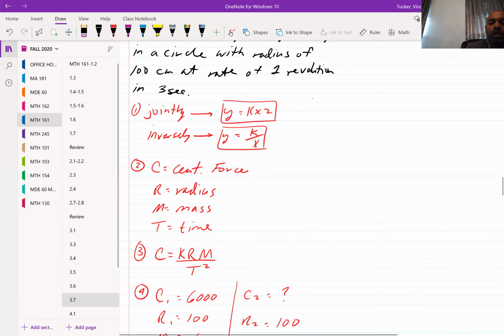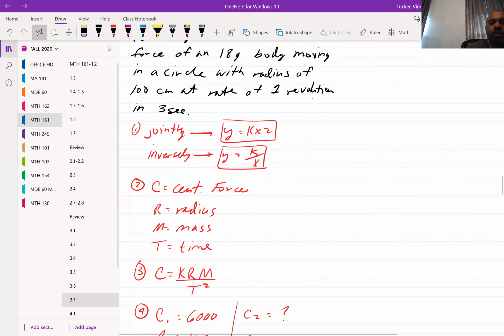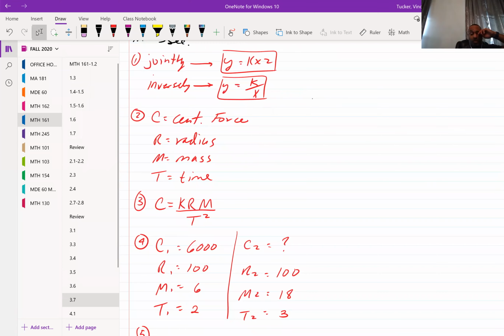All right. Hold on. Are we done copying? Yeah, I'm all good. Thank you. Okay. Cool. So, given all the information that we know: first centrifugal force 6,000, first radius 100, first mass is 6, first time is 2. And it asks us what is the centrifugal force if the radius is 100, mass is 18, and the time is 3.